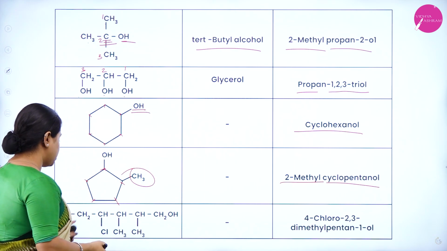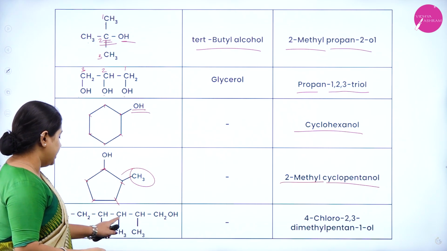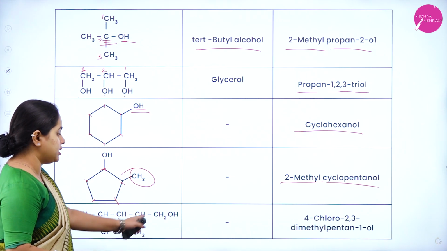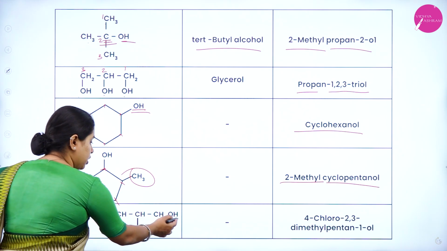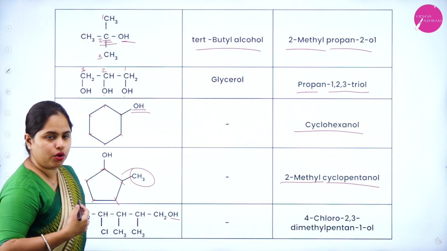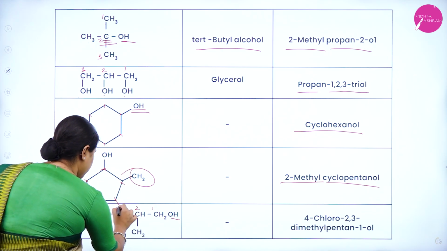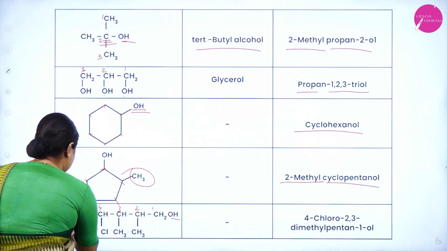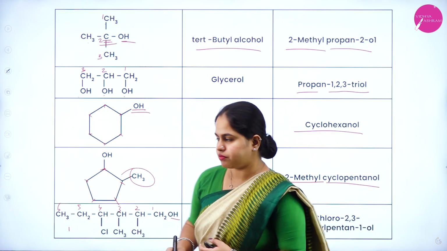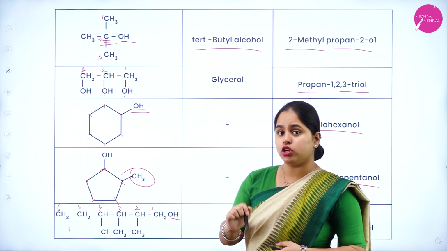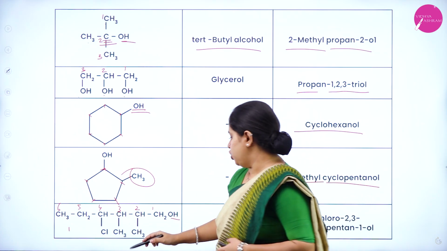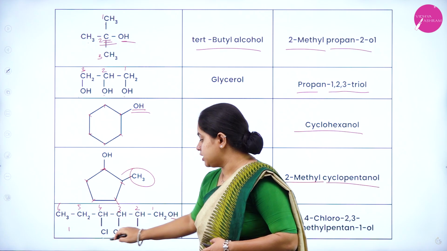Now the next one is CH3, CH2, CHCl, CHCH3, CHCH3, CH2OH. So in this case, from where you have to number? The functional group is here. So of course from that side you have to number. So it will be 1, 2, 3, 4, 5 and 6. 6 carbon atoms are present. Now in this case you have to be careful because you have 2 different substituents. You have 2 methyl groups as well as 1 chloro group.